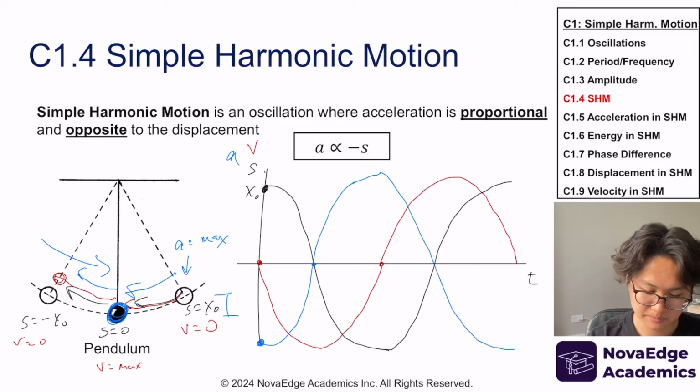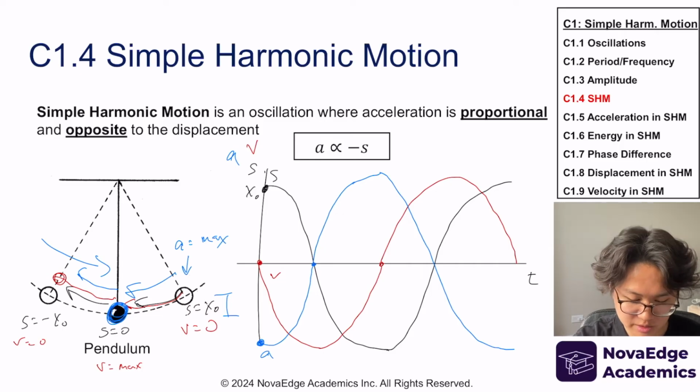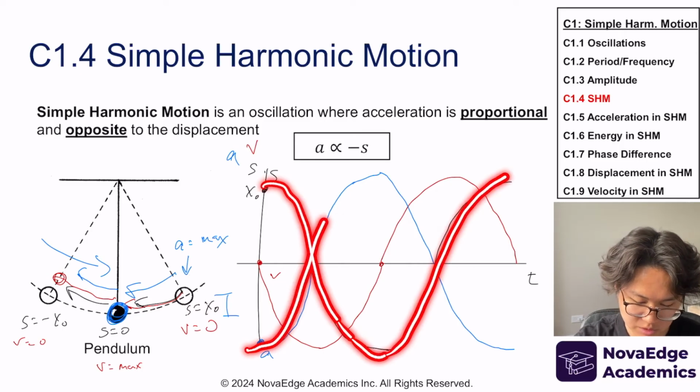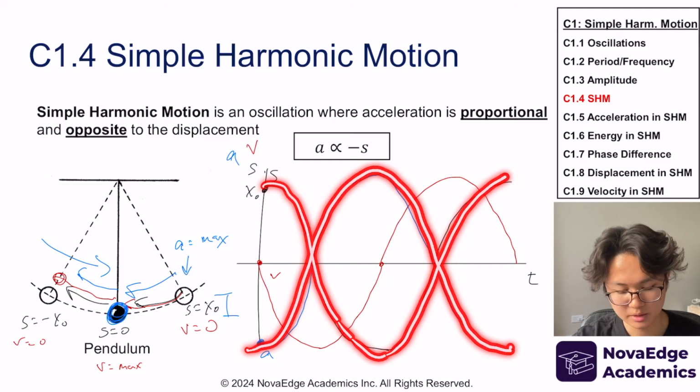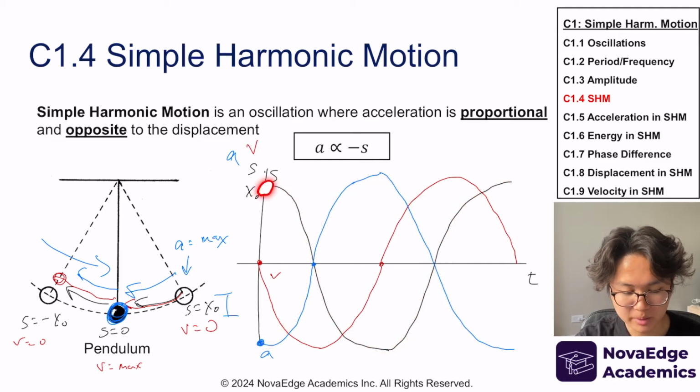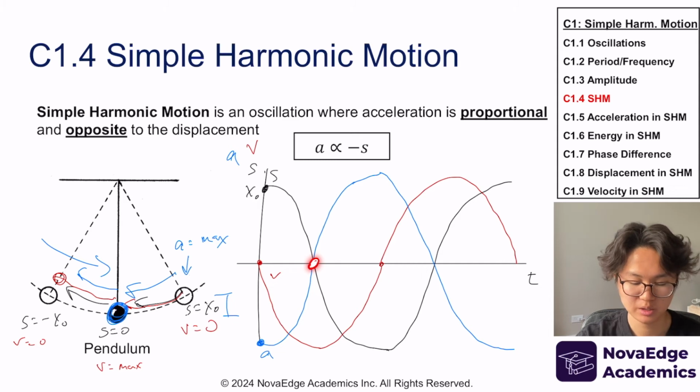So what do you notice here? Because this thing is A, V, and displacement. I hope you notice one thing, which is that displacement and acceleration are exact opposites. When the displacement is positive and maximum, acceleration is negative and maximum. When displacement is 0, acceleration is 0. When displacement is negative max, acceleration is positive max, which means they are proportional to each other and opposite to each other. In fact, a pendulum follows simple harmonic motion by definition. Okay, so this is the definition of simple harmonic motion.